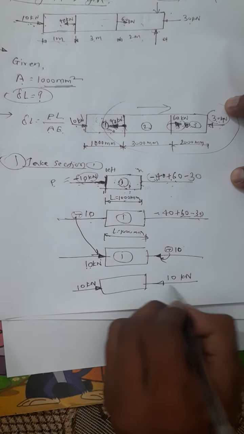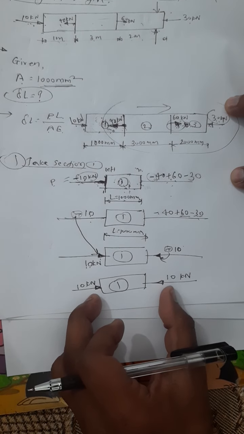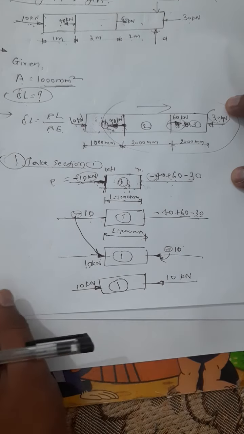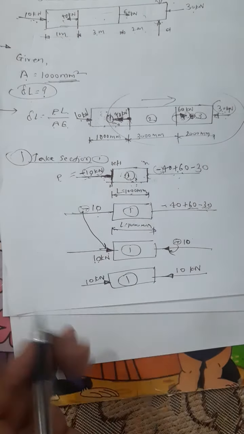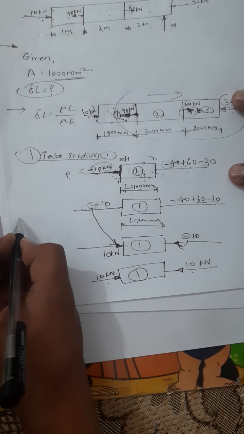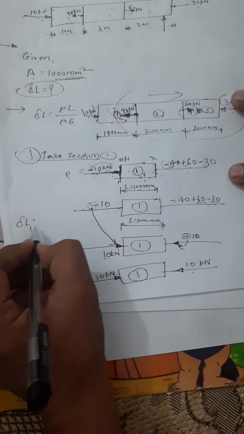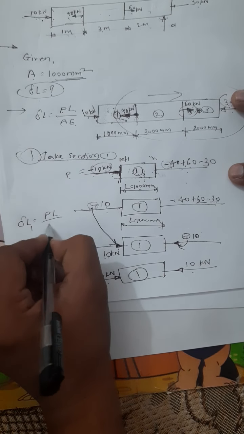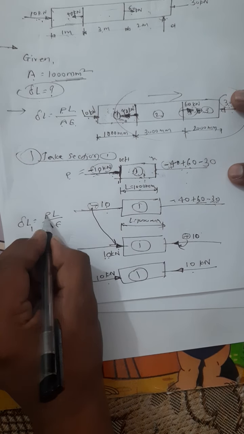So we succeeded in making a complete section number 1. This is the pushing effect it will produce. Now see how to calculate this change in length, because this section number 1 gets compressed, with 10 kilonewton from the right side and 10 kilonewton from the left side. You know the change in length is PL upon AE. So change in length is equal to P. How much is P?